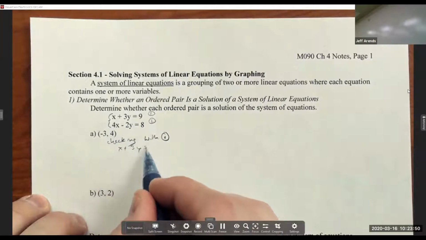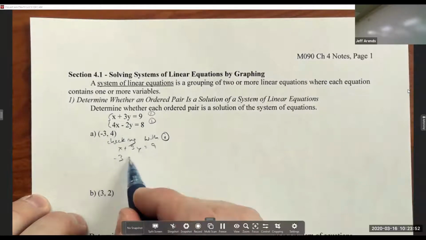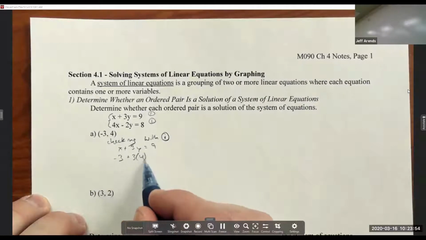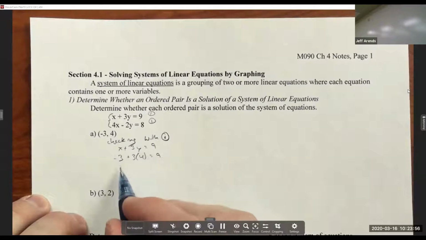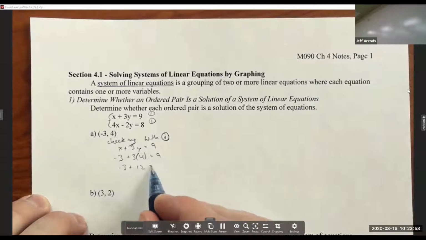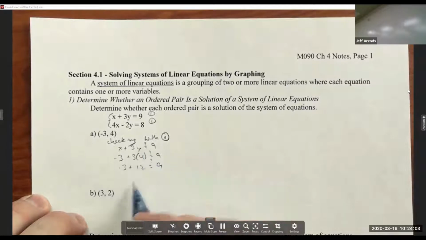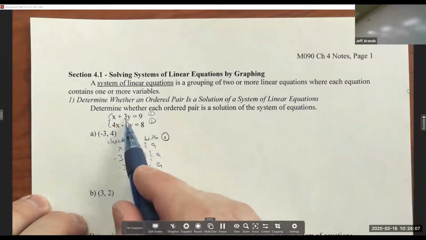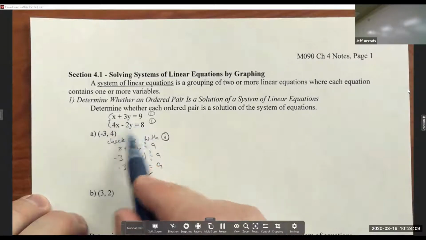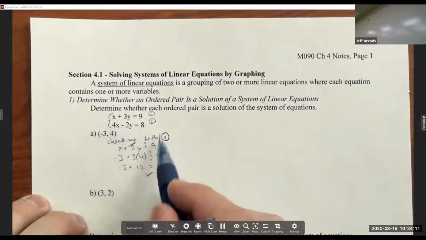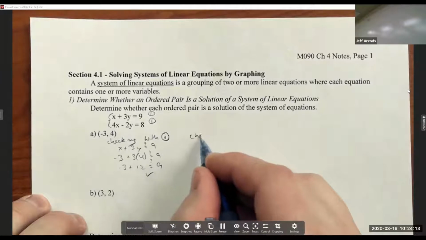All right, so checking this point (-3, 4) with the first equation, x + 3y = 9 becomes -3 + 3(4) = 9. Well, that's -3 + 12 = 9, and these probably should be question marks. And that is a true statement. So this point does satisfy the first equation. In order for it to be a solution to the system, it has to satisfy both of them. So I'm not done here. I also need to check with the second equation.